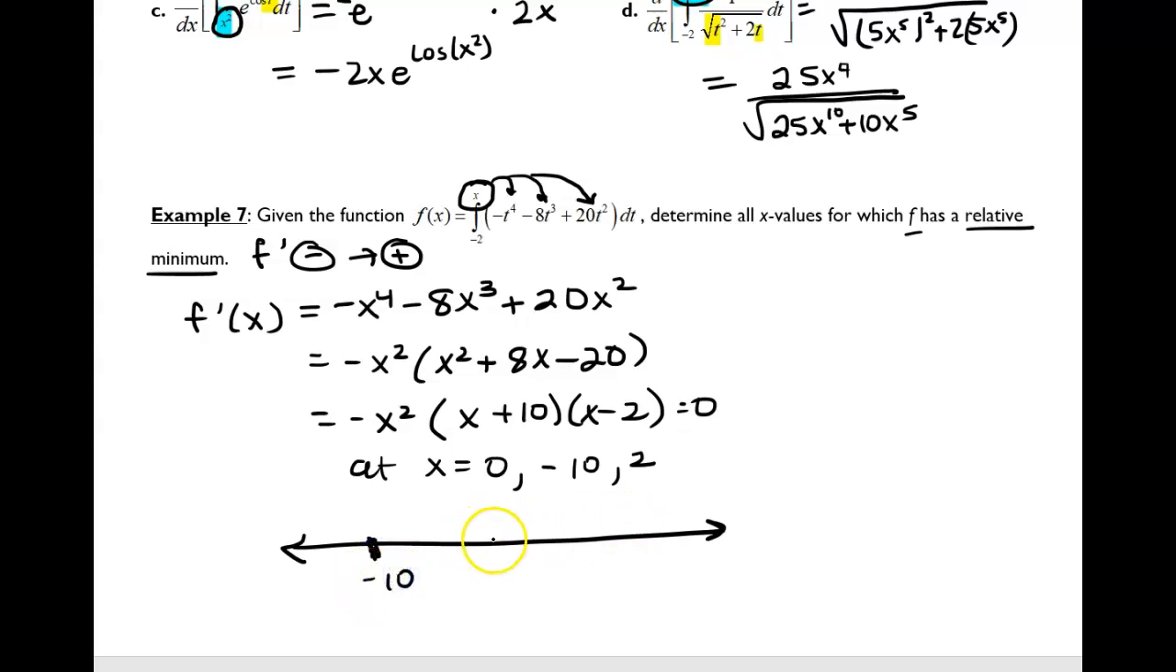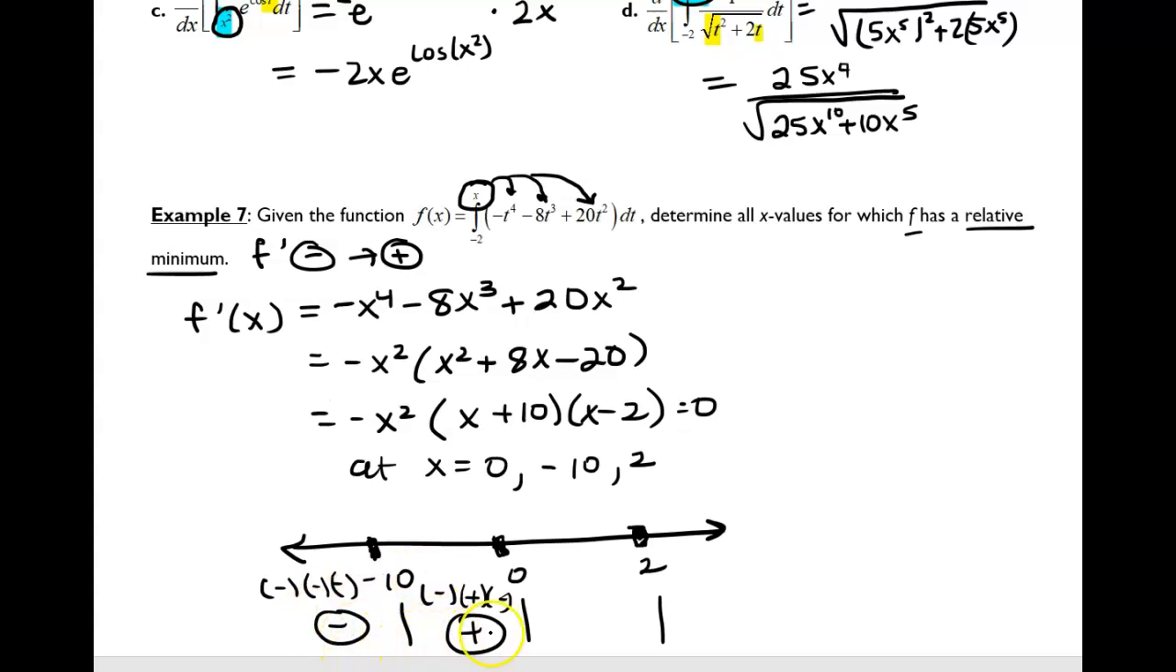Negative 10, 0, and 2. So I could plug in negative 11, that would be negative here, negative, and negative, which would overall be negative. Here I could plug in negative 1. This negative x squared, pay attention, this is always going to be negative. So that first one will always be negative. This would be positive and then negative, so overall positive.